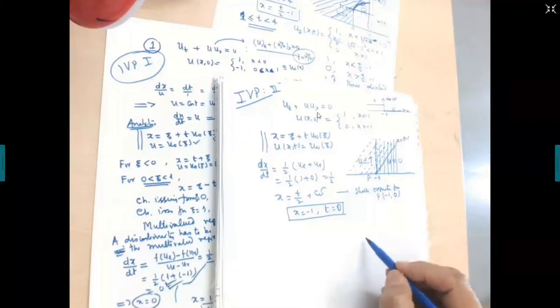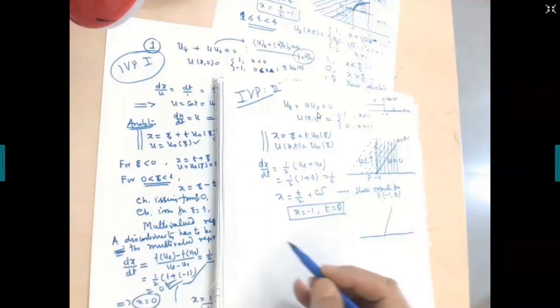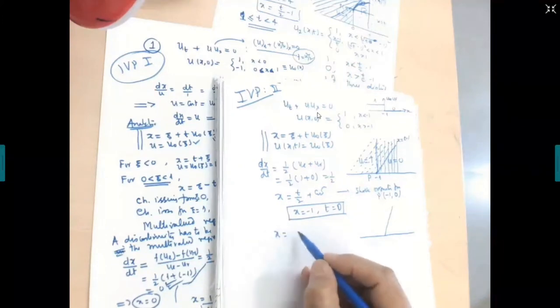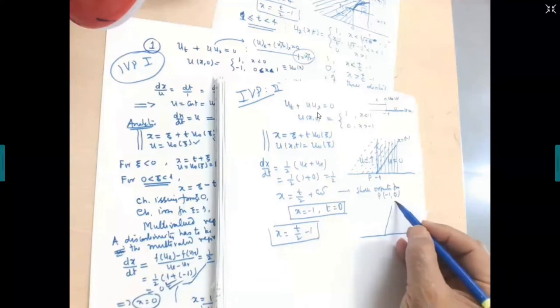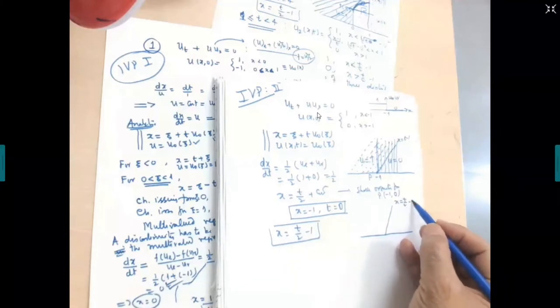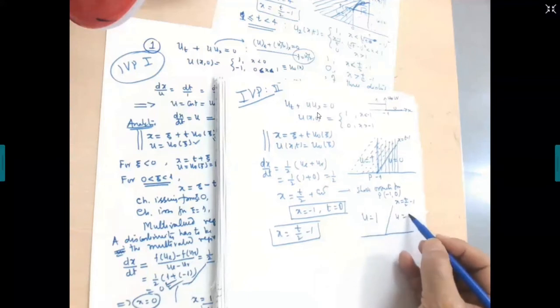Can you tell me quickly what is the equation of this line? x equal to t by 2 minus 1. Very nice. So x is equal to t by 2 minus 1. On the left, u is equal to 1. On the right, u equal to 0.